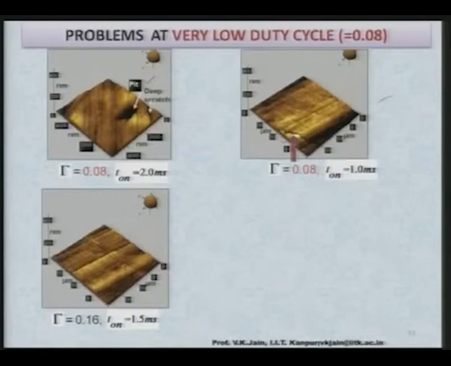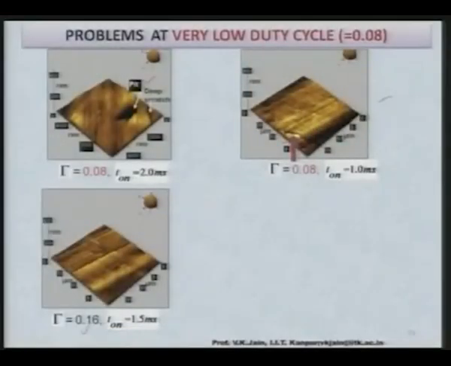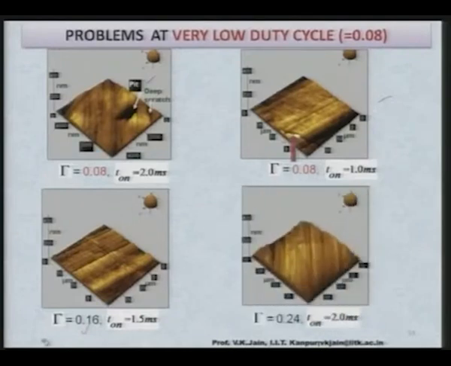If you perform the finishing operation at a higher duty cycle, say 0.16, then those kinds of defects are not visible on the finished component. If you go still higher, the surface roughness value may slightly increase, but those defects may be overcome, as you can see when it is performed at 0.24 duty cycle. The gap in these finishing processes was maintained at 1.5 millimeter, the revolution per minute was 200, and the finishing time was 15 minutes.